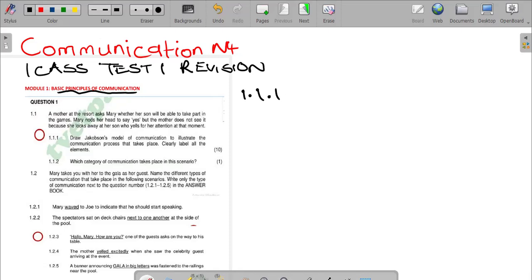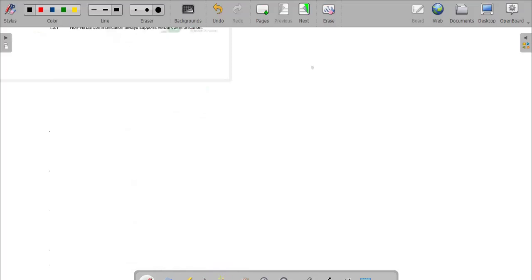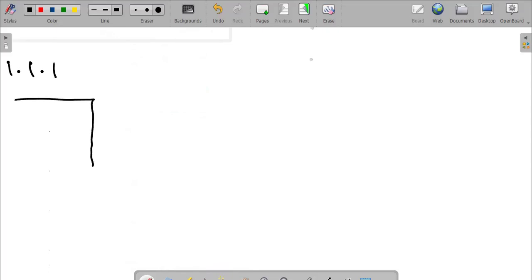So I'm going to draw the communication process, and I'm going to need a space. That's why I moved down. I'm going to draw the communication model. The source is the sender. The sender is the source, and the encoder, the transmitter.